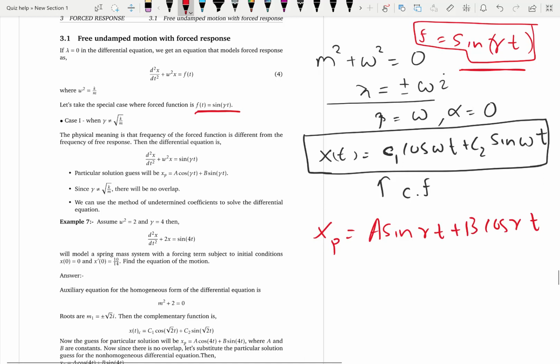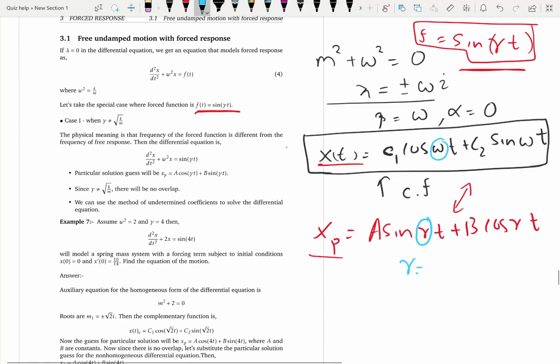Okay, now what is the next step you do? Well, we check for overlap. Don't forget that. Now, do we have an overlap when we compare x of t, the complementary solution, and the particular solution? What do you think? Well, we don't know. We could have an overlap. We might not have an overlap. What is the thing that decides the overlap? Try to see. It's there. It's gamma and w. Do you agree?